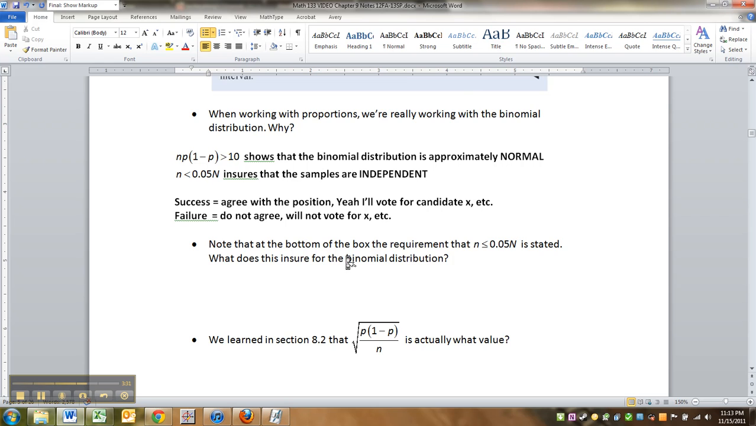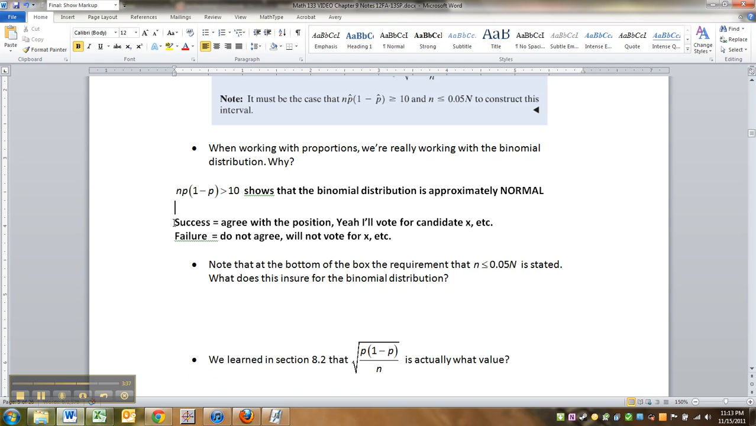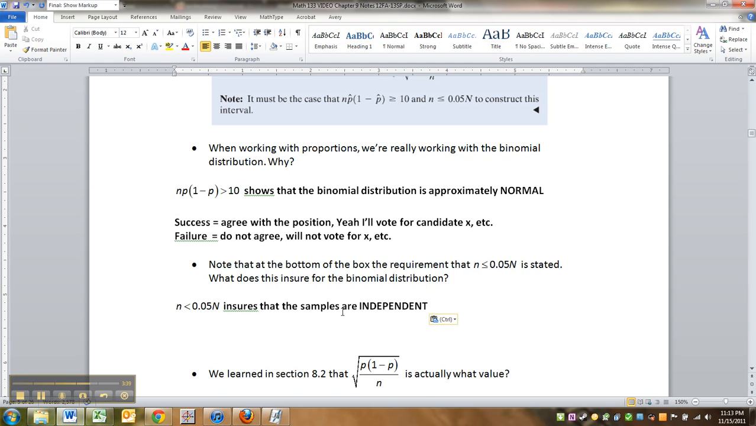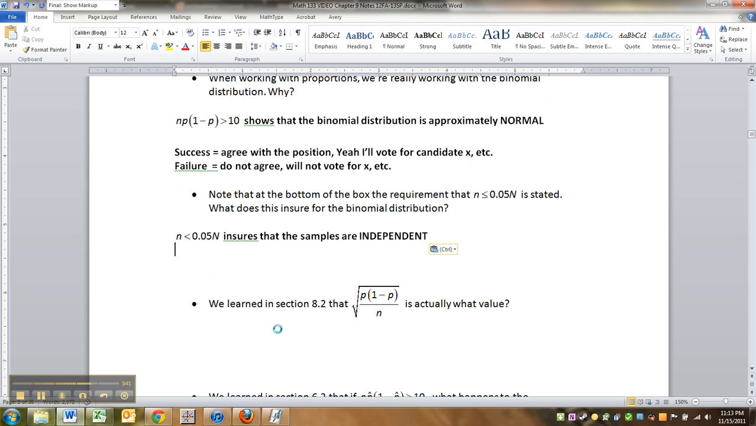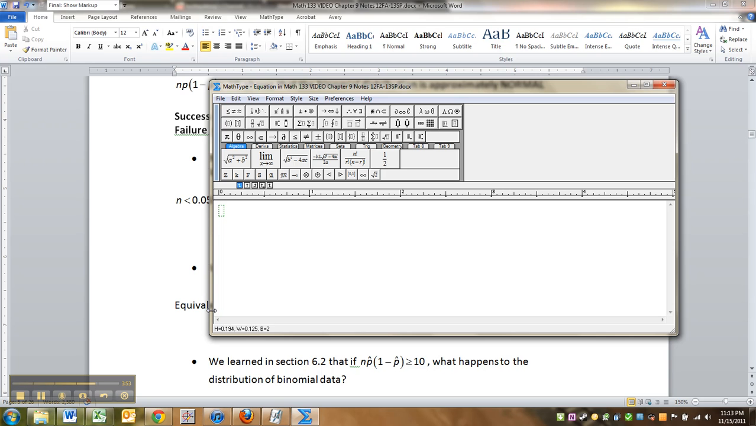All right, note that at the bottom of the box it says that is stated. How does this ensure the binomial? Oh, I just wrote that right here. Let's put it down here. I didn't even see where I was going. And we learned that this is actually the value equivalent. I already said all this. It's like I planned it or something.